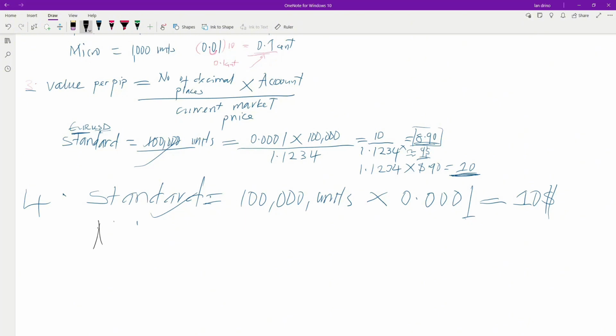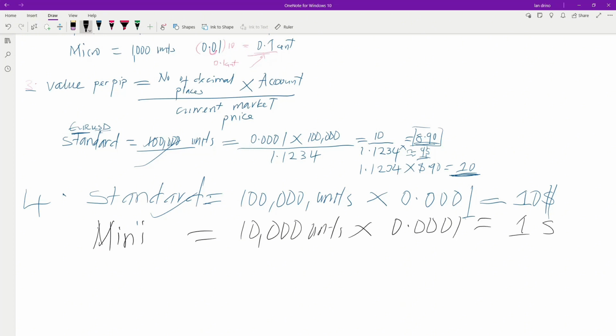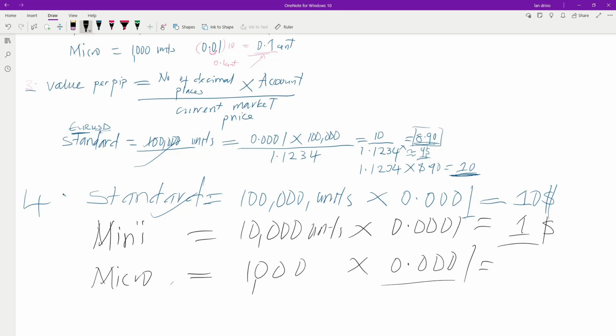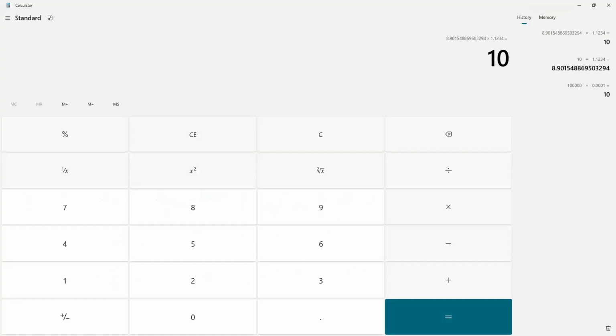Now, we are going to look at the second category, which is the mini account. A mini account is equivalent to 10,000 units of currency. If you multiply 10,000 by 0.0001, you are going to have $1, which is the value per pip for a mini account. Okay, the third category is a micro account, and it's always equivalent to 1,000 units of currency. If you multiply this by 0.0001, which is the number of decimal places for major currency pairs excluding the JPY pairs, you are going to have 0.1 cents.